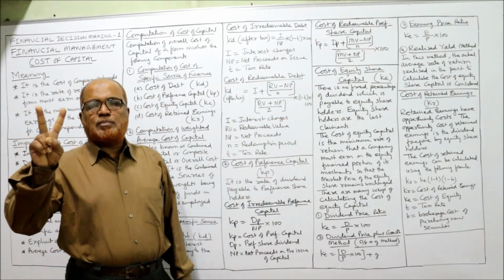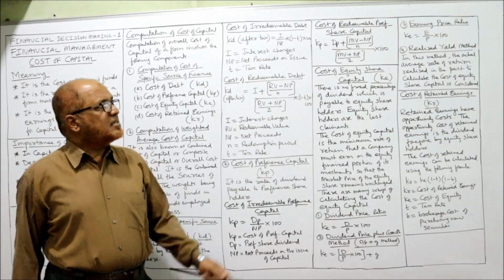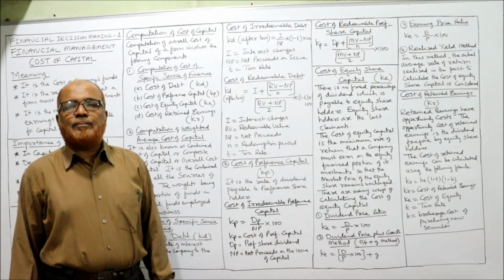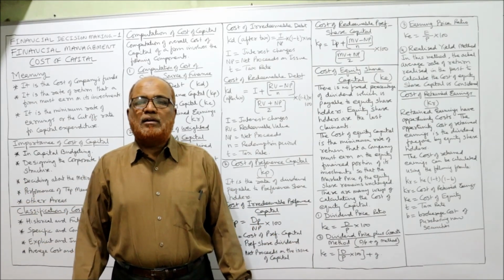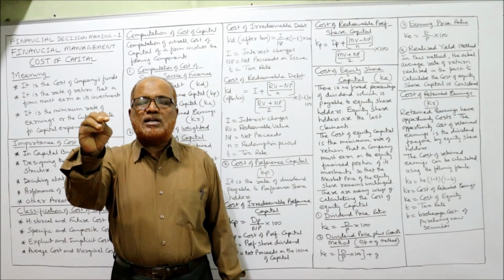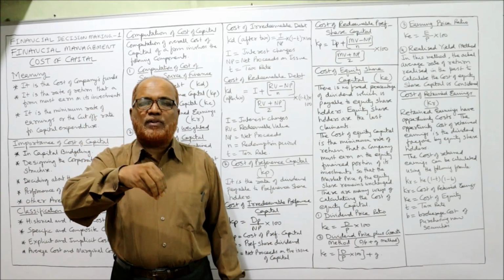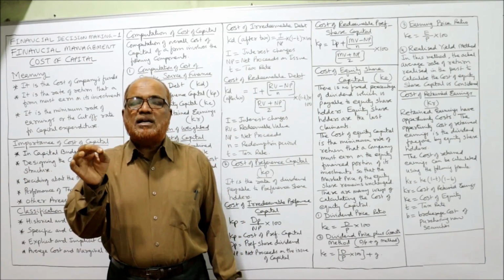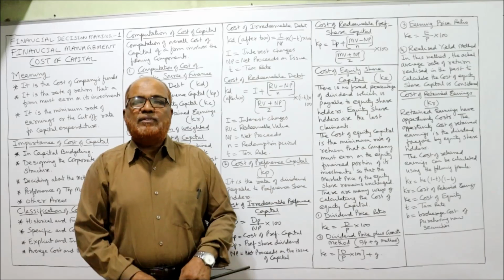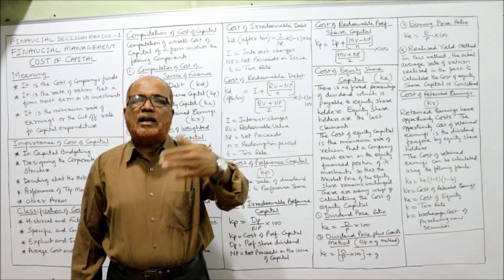So two sources are explained, cost of debt and cost of preference. Now cost of equity capital. On equity shares, there is no fixed rate of dividend. The dividend on equity shares will be paid only if there is profit. If there is no profit, no obligation. So they are the residual claimants. If the profit remains, then only they will get the dividend.